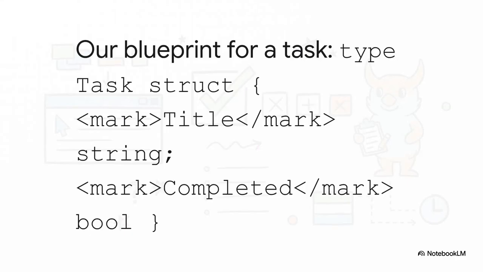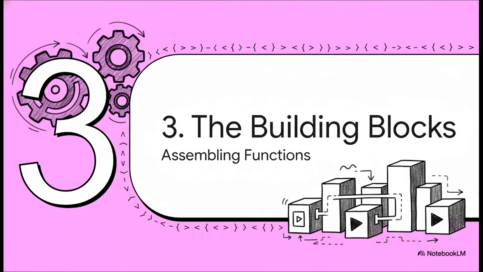And here is our actual blueprint in code. We're creating a task struct. And we're saying that every single task in our app will have two things: a title, which is just text, and a completed status, which is a Boolean, basically a simple true or false. Is it done yet? Yep or no. That's our blueprint.